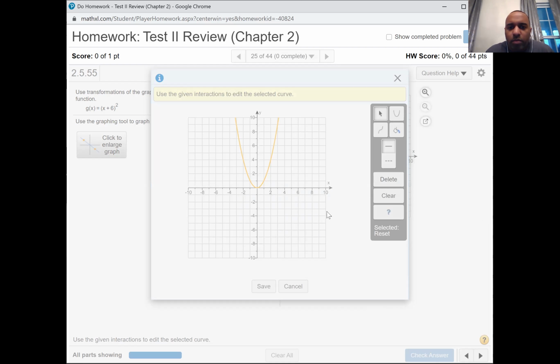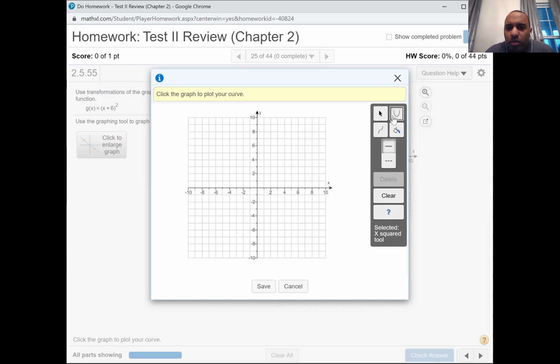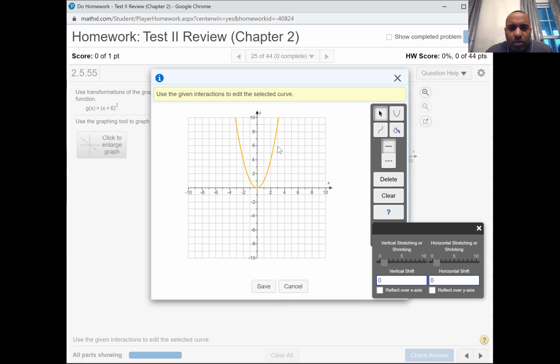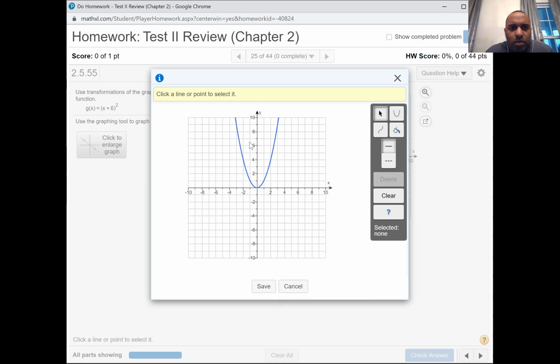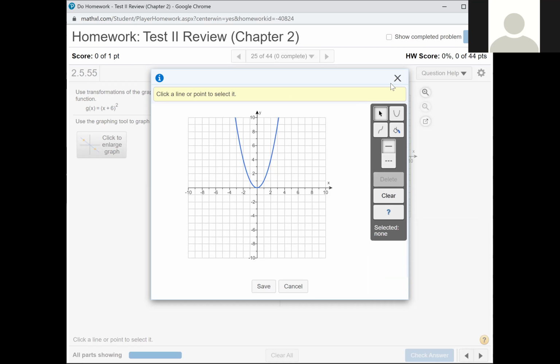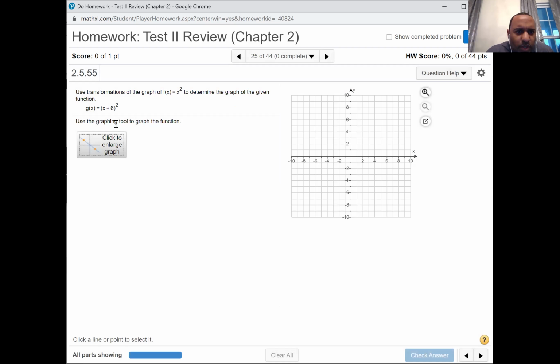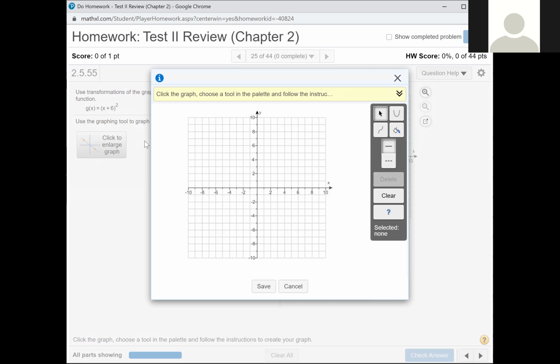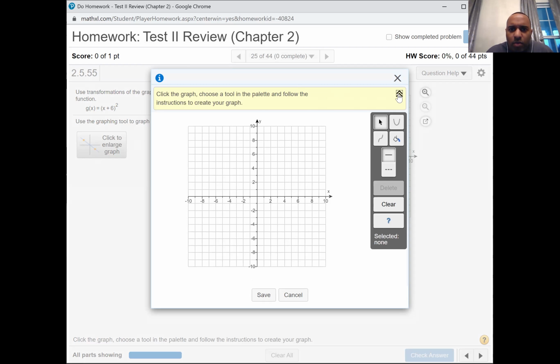clear it one more time? Clicking the parabola. Oh, is it because this one is for transformations? Yeah, but it says use the graphing tool to graph the function. Oh, so okay. I should be able to graph this one. And I'm not understanding why it won't let me.